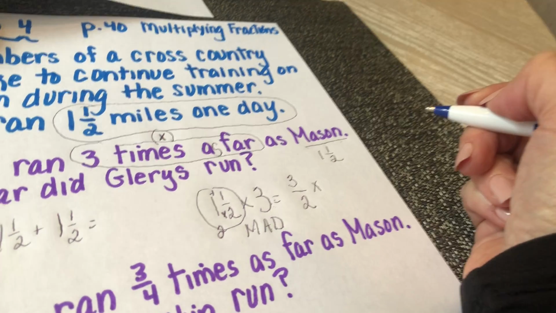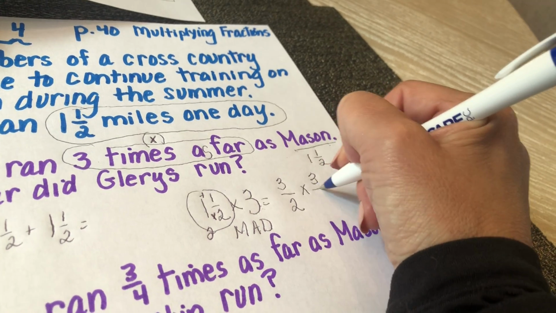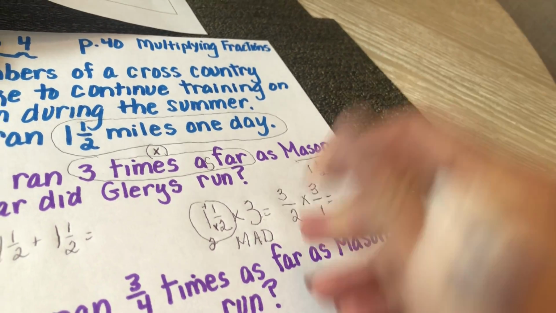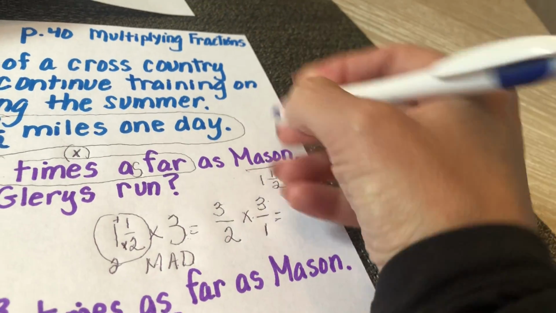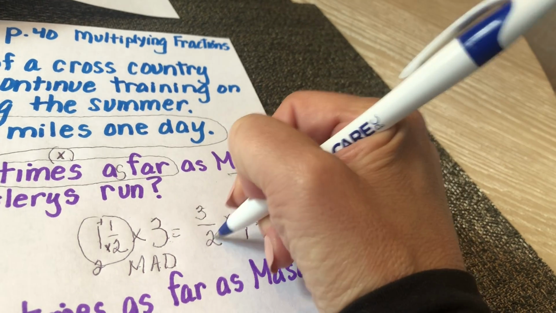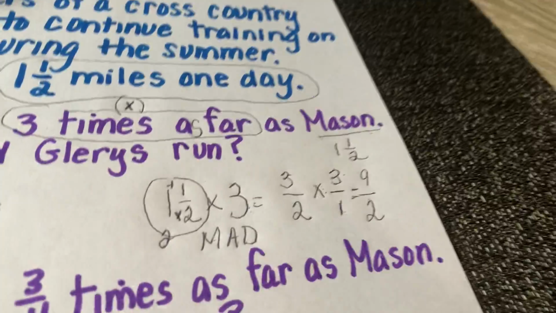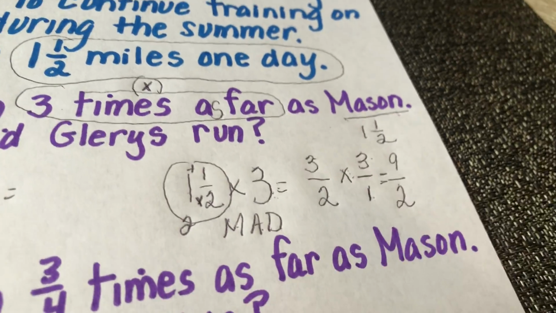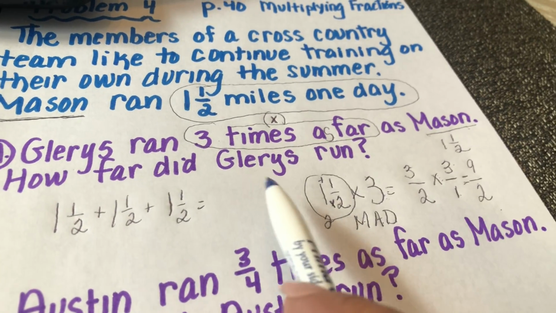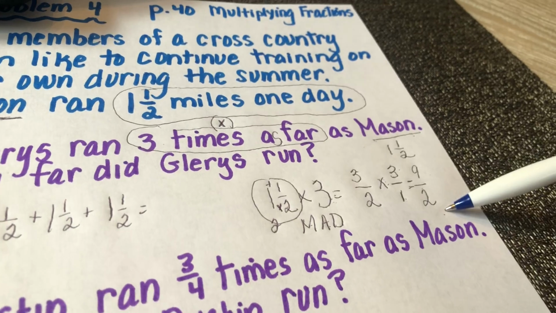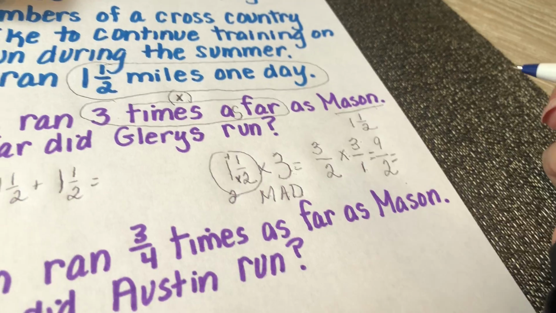When we have a whole number, we always put the whole number over 1. So it's going to be 3 over 1. Now we multiply 3 times 3, which is 9, and 2 multiplied by 1 is 2. So we have 9 halves. Now we can't leave it as 9 halves because the question is asking how far did Clarice run? We're not going to write 9 halves of a mile. What do we need to do? We need to change this back to a mixed number.